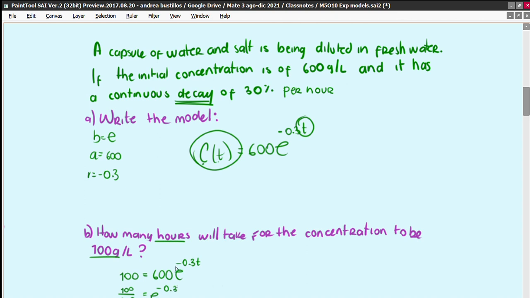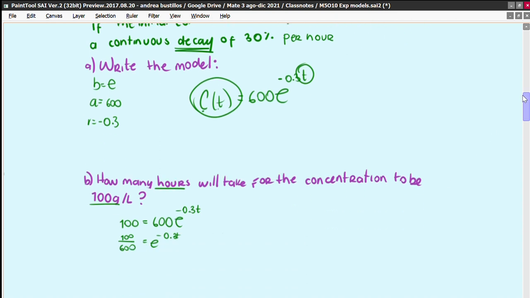Then once my exponential term is completely alone, I can apply logarithms on both sides. Remember that this can be simplified as 1/6, and this is ln e of minus 0.3 times t. Now, by the power property, I can pull down the exponent from this logarithm, meaning that I have minus 0.3 t natural logarithm of e.